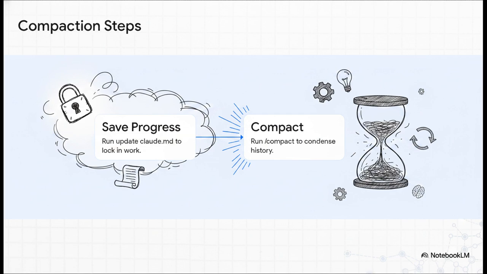Run compact to condense the conversation history. This tells the AI to read through that whole bloated conversation, rip out all the unnecessary trial and error tokens, and condense only the essential info. Remember, never compact before you save. If you do, you've literally just wiped out your own hard work.